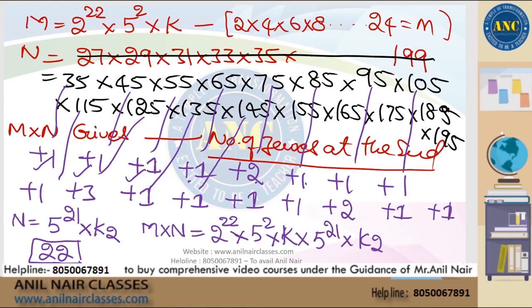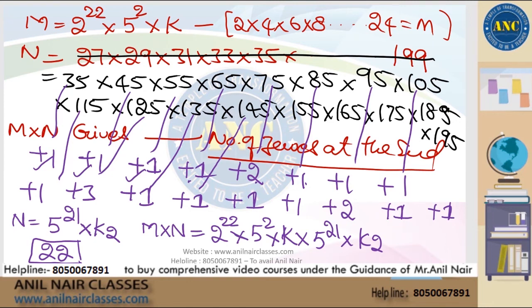Odd numbers I took: 27, 29, 31, 33, 35. But because I require the number of zeros at the end, I require only 2 and 5. So 2 anyway will not come in an odd number. I took the multiples of 5: 35, 45, 55, 65, 75, 85, 95, 105, 115, 125, 135, 145, 155, 165, 175, 185, 195.